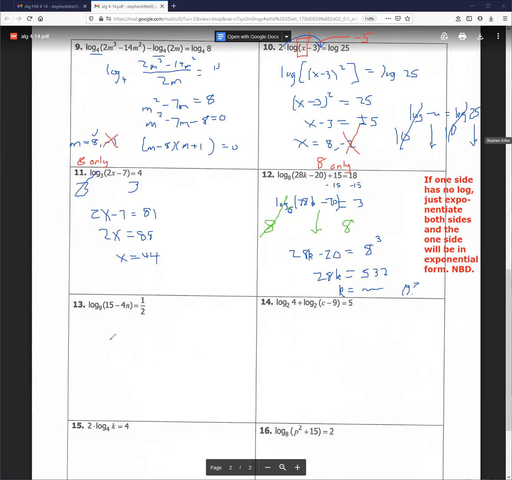So 13. We'll do 9 to the on both sides, just like before. We're going to say, oh, well, we need to get rid of this log, so 9 to the on both sides, which means we do 9 to the 1/2. So this is 15 minus 4n is equal to 9 to the 1/2, or square root of 9, so that's 3. Negative 4n is equal to negative 12, n equals 3.